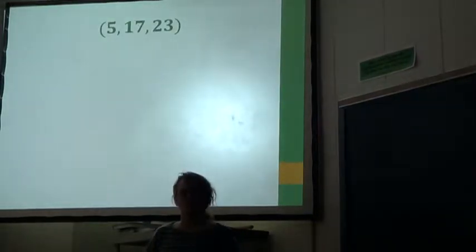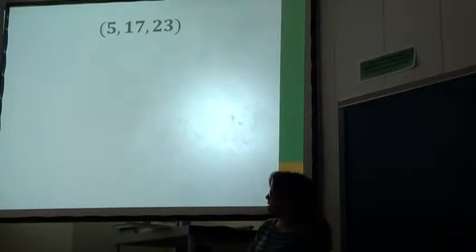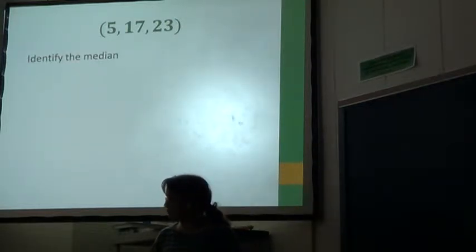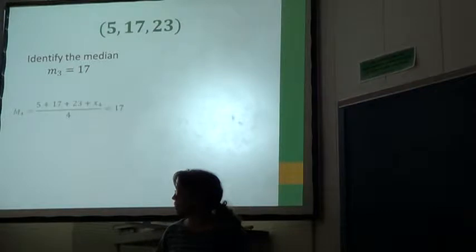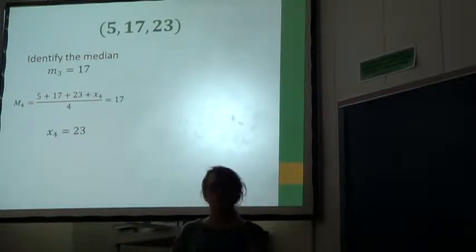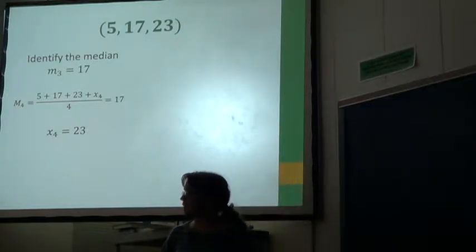All M&M sequences start with three initial terms. So let's consider 5, 17, and 23. To generate an M&M sequence, we identify the median of these three terms, which is 17. Then we find a fourth term such that the mean of the first four terms will also be 17. We solve for x4, and we get 23, and add it to our set.